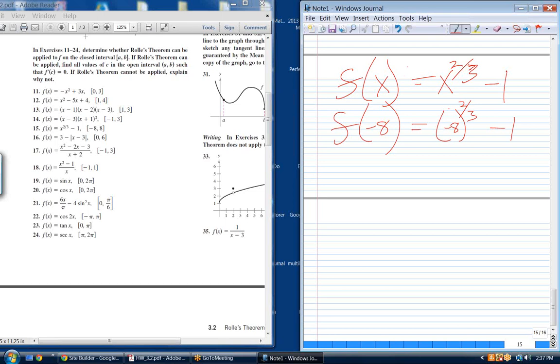Always take the bottom first. In other words, when you're taking something to the 2/3 power, that means you're taking the cube root of it, and then you're going to square it. So what is the cube root of negative 8? Negative 2. And negative 2 squared is 4. So that would be 4 minus 1 equals 3. And what about f of positive 8? Well, still 4 minus 1 equals 3, because 8 to the 2/3 is also positive 4. So it equals it.